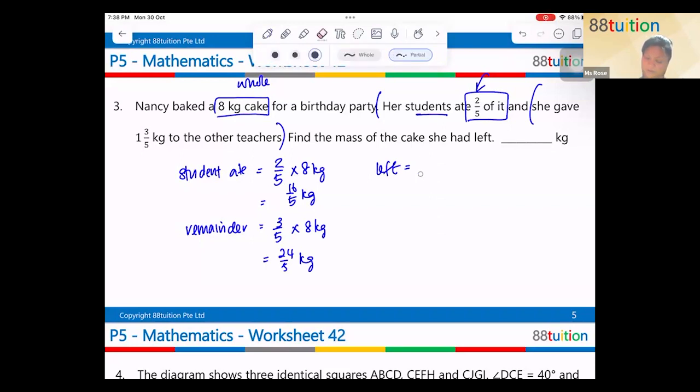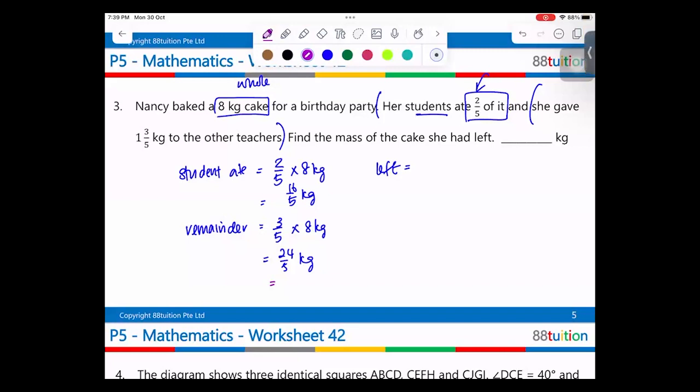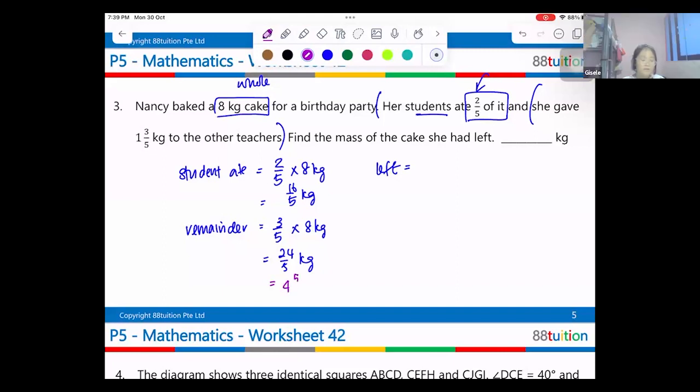So from the remainder, if I were to make it into a mixed number, what do I get? What do I get if I make it into a mixed number? Anyone? What is 24 over 5 kg? Change it to a mixed number. What do I get? 4 out of 5. Thank you, Joan. So 4 out of 5 kg.